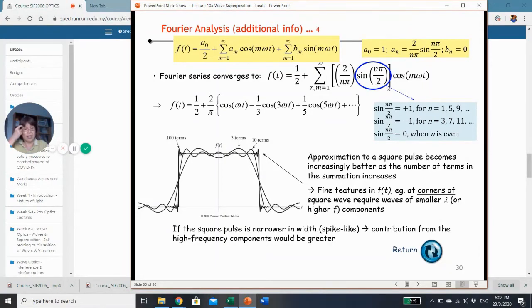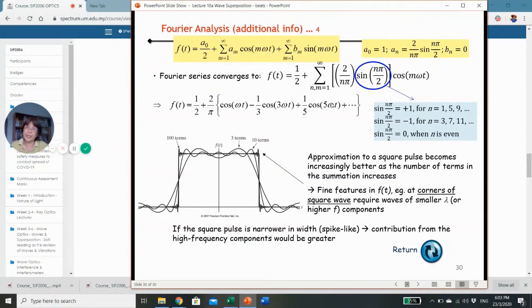And here it will be written in this way, and you will know that this term here, when n is odd, takes 1, 5 or 9, it is positive. When it takes the value of 3, 7 or 11, it becomes a negative 1, and it is 0 for every even n. That's why when you sum it up and write it out in detail, you will get the series to be half plus 2 over pi, which is constant. When n is 1, you're only left with cosine omega t. When n is 3, you will have a negative 1 here, negative cos 3 omega t, and so forth. Now, this square pulse can be represented by this series.